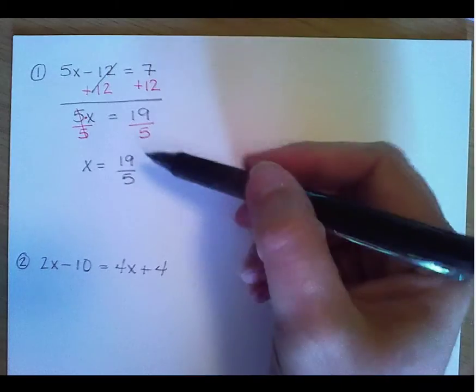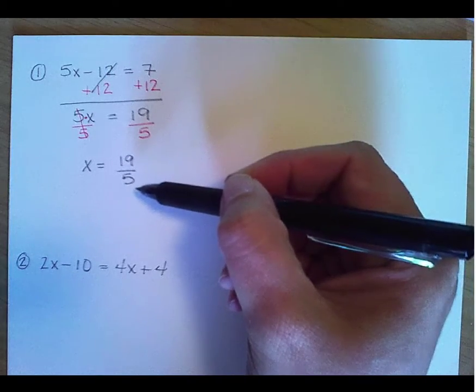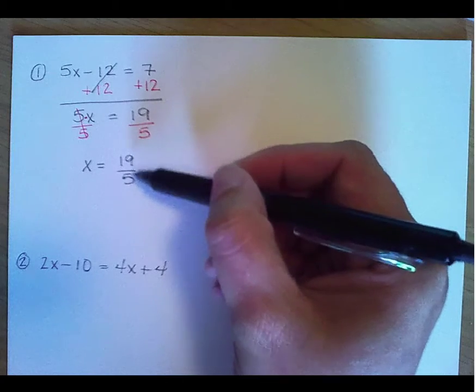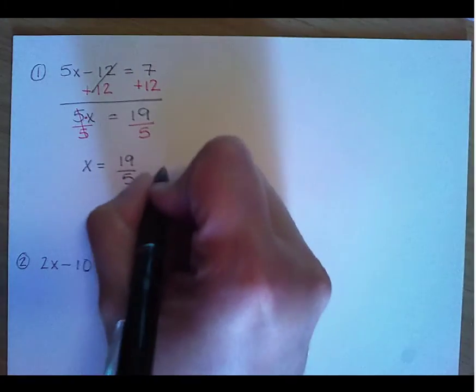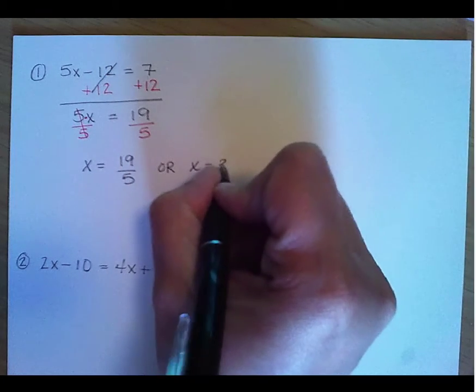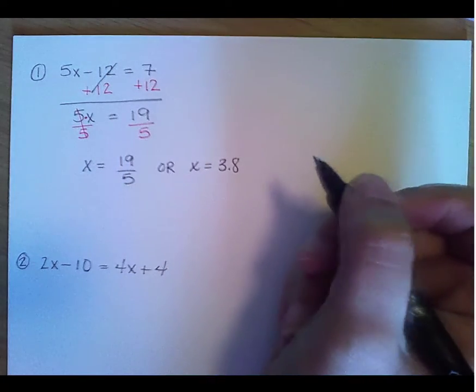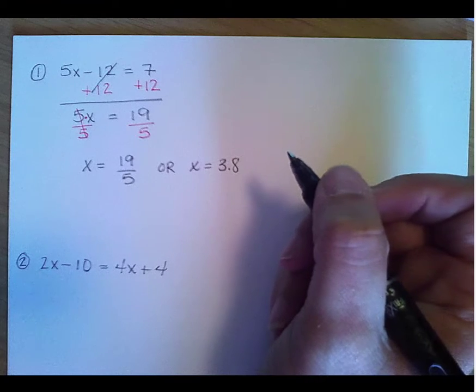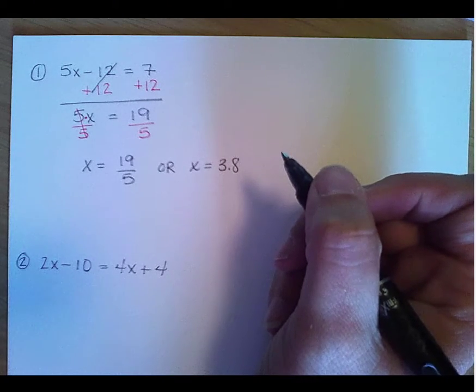Now at this point we can actually leave this as 19 over 5. It does not reduce since both 19 and 5 are prime numbers. Or you could go to your calculator and make it into a decimal, which would end up being 3.8. We just need to make sure that we pay attention to what our problem is telling us to do.